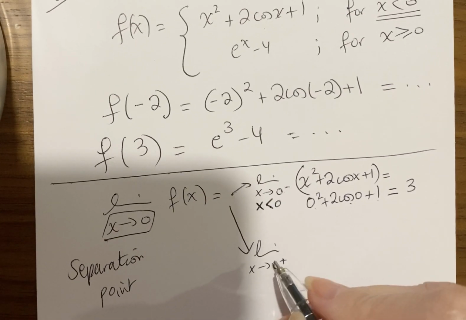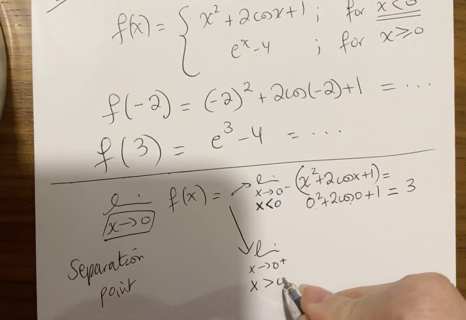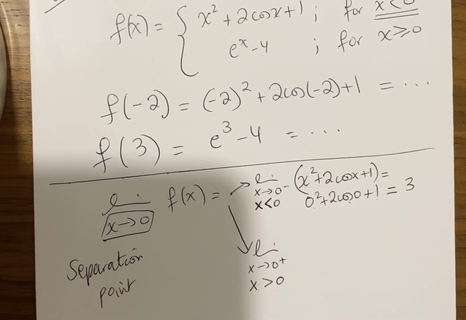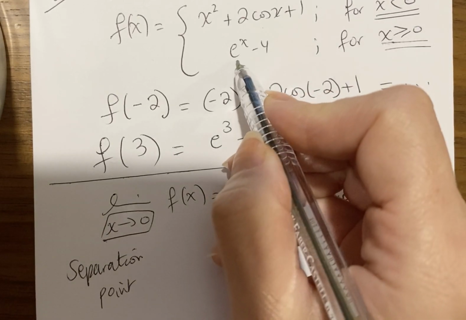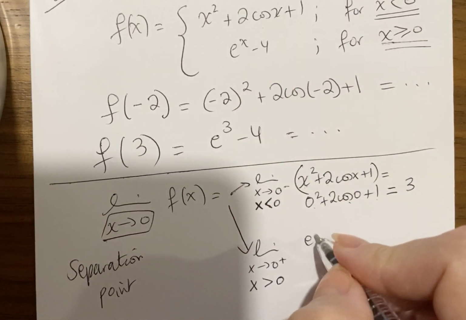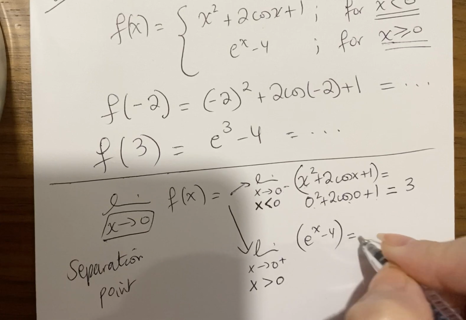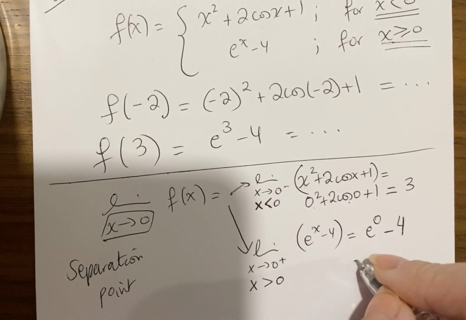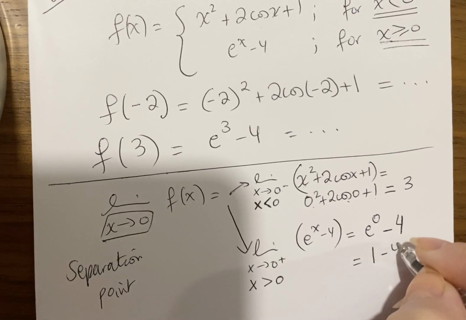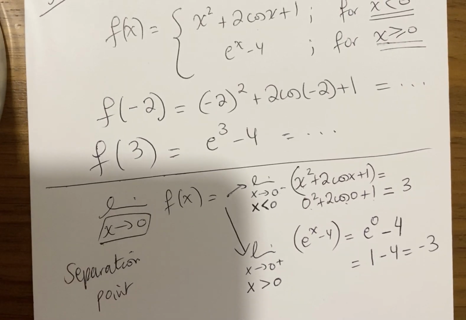Now for x approaches 0 plus, it means x is greater than 0. We are approaching 0 but greater than 0. If we are greater than 0, then what branch should we use? e to the x minus 4. So this gives me e to the power 0 minus 4, which is 1 minus 4. The answer is minus 3.